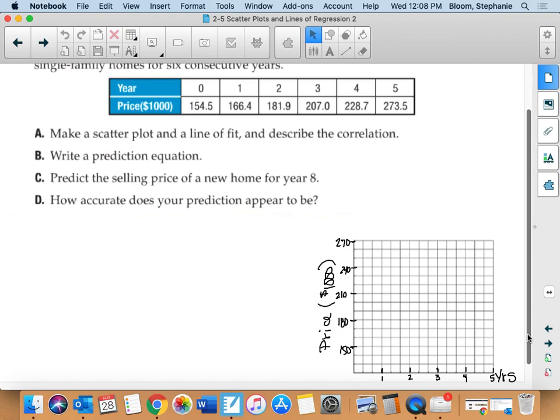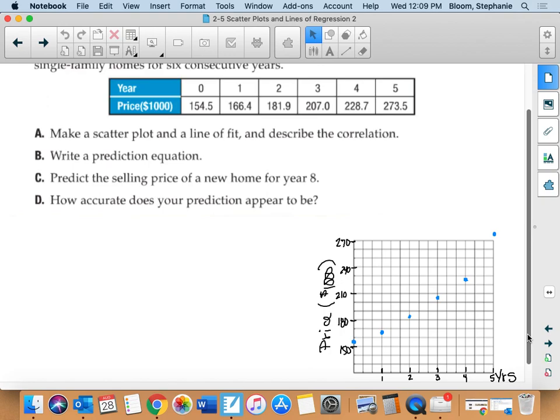So we have the point (0, 154.5), (1, 166.4), (2, 181.9), (3, 207), (4, 228), and (5, 273.5). Okay? So we are going to draw the line of best fit.